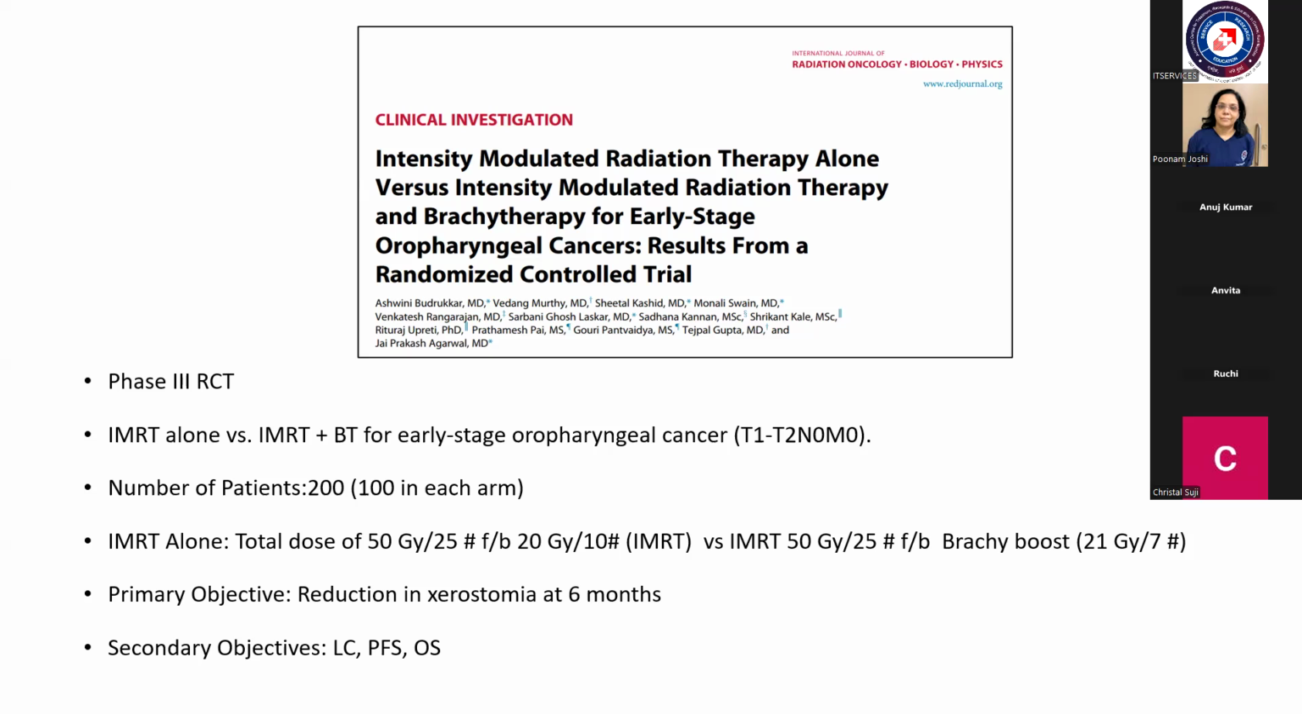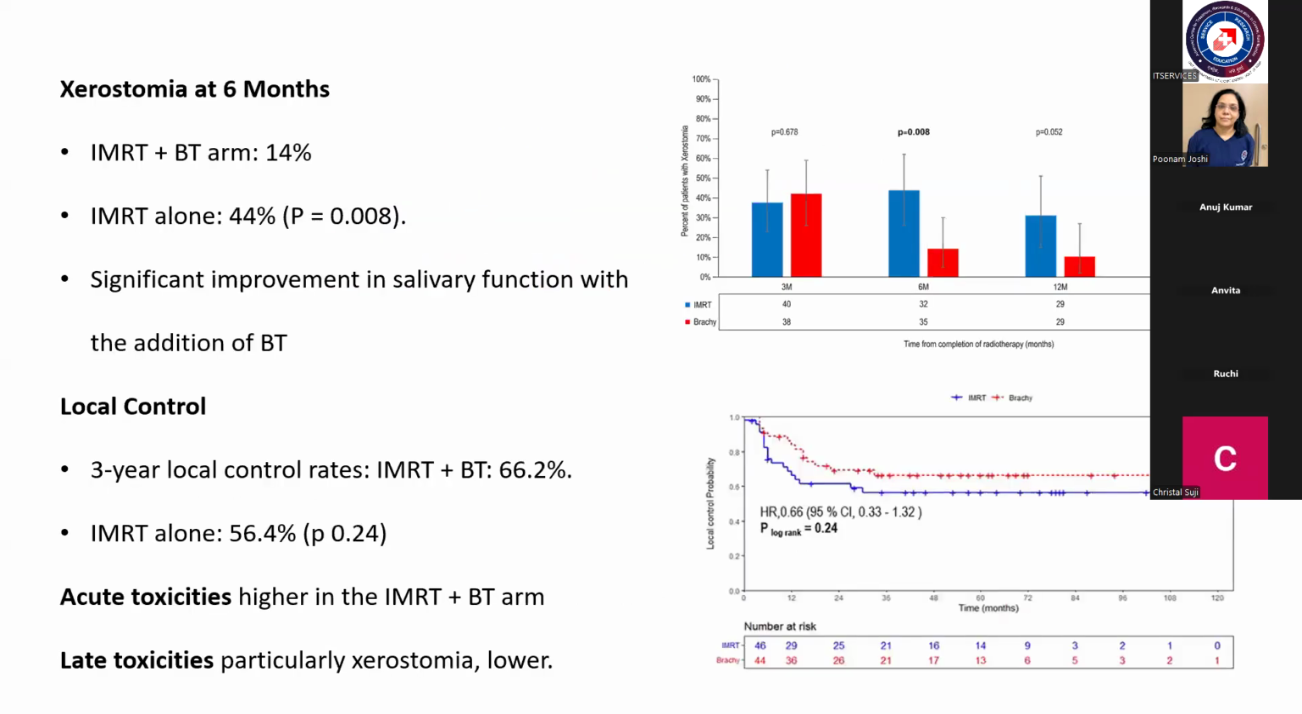So that is what I was talking about, boost brachytherapy. Here in the IMRT alone arm, the patient will be given 20 gray in 10 fractions of IMRT, which is 70 gray equivalent. So the patient will receive a 70 gray equivalent treatment dose in the IMRT arm. And in the brachytherapy boost arm, after 50 in 25 fractions, we again assess the patient, we implant the patient, and then we give a boost dose of about 21 gray in 7 fractions. The primary objective was to see reduction in xerostomia by salivary scintigraphy at 6 months. The secondary objectives were local control, progression-free survival, and overall survival.